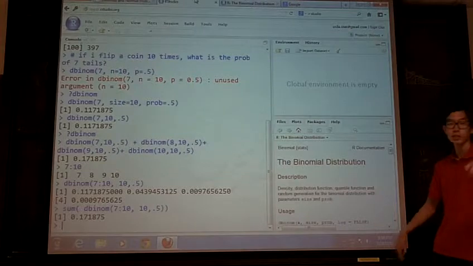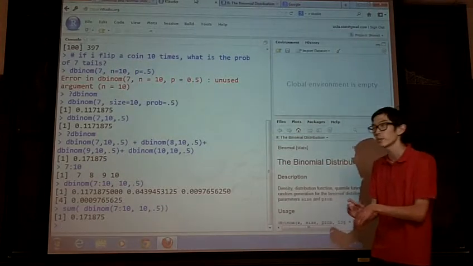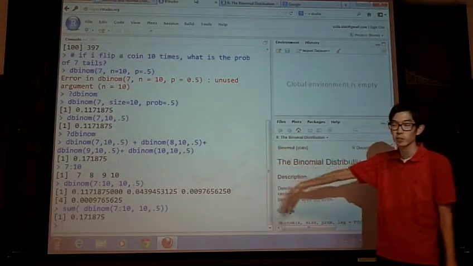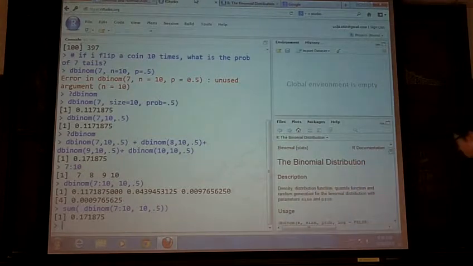Okay, is that all right? So I've given you some very basic exercises to use R and this dbinom function. You can try that out.